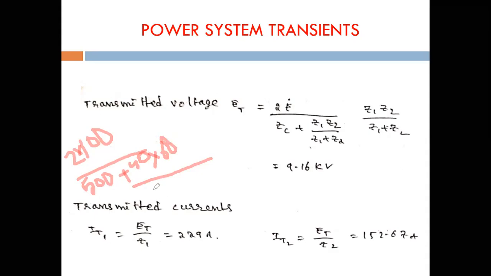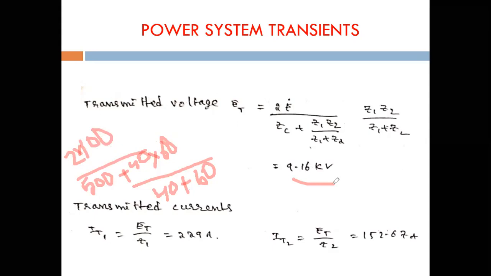Into 60 by 40 plus 60. 40 into 60 by 40 plus 60. Then we calculate the transmitted voltage ET. ET is equal to 9.16 kilovolts. This is the transmitted voltage. Next we calculate the transmitted current.